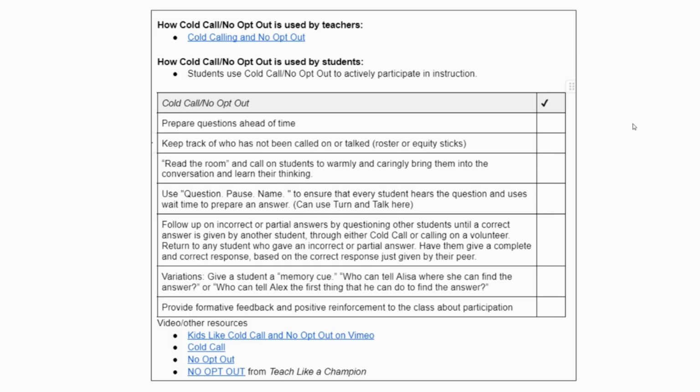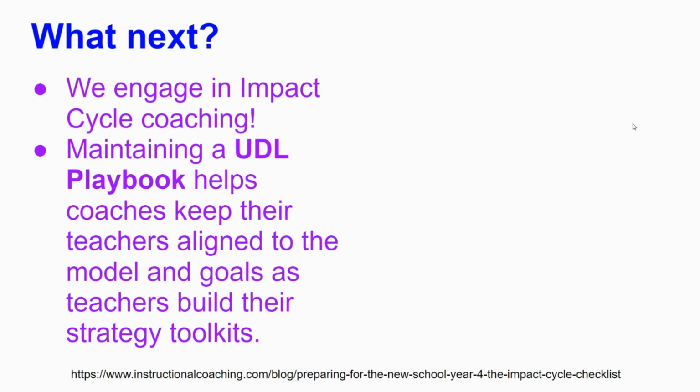Using a question, pause, and name method here, or a turn and talk for a little bit of cognitive lift ahead of time so the cognitive load goes down. And then if you go all the way down to the bottom, you'll see that in addition to the checklist, there's some videos so you can see what cold call looks like and you can hear what students think about cold call.